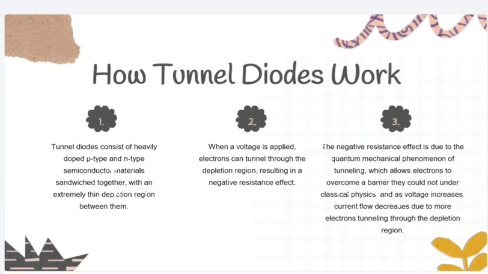How tunnel diode works. 1. Tunnel diodes consist of heavily doped p-type and n-type semiconductor materials sandwiched together, with an extremely thin depletion region between them. 2. When a voltage is applied, electrons can tunnel through the depletion region, resulting in a negative resistance effect. 3. The negative resistance effect is due to the quantum mechanical phenomenon of tunneling, which allows electrons to overcome a barrier they could not under classical physics, and as voltage increases, current flow decreases due to more electrons tunneling through the depletion region.